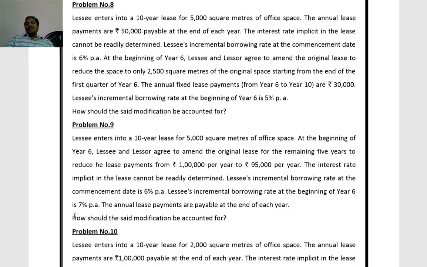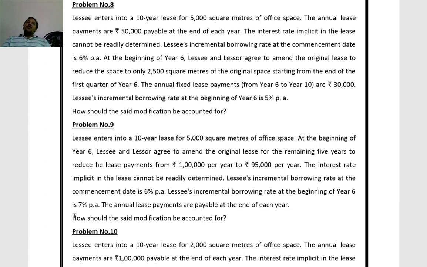Other modifications, this is only a change in lease payment. Whenever other modifications are involved, we have to remeasure the lease liability at the revised discounting rate. Then the change in lease liability has to be incorporated by comparing with the existing balance of liability. Increase or decrease in liability has to be incorporated.